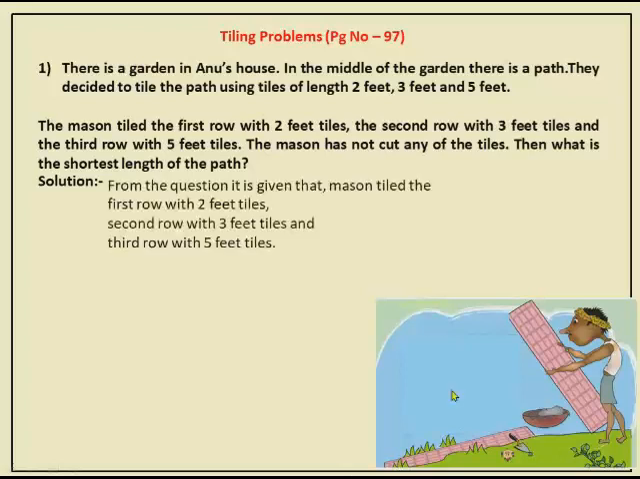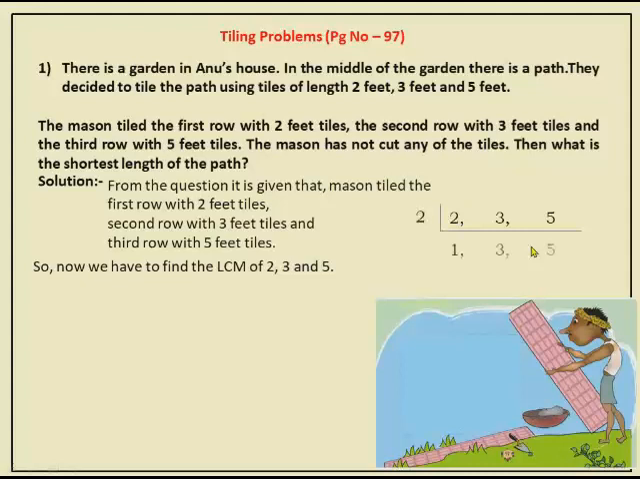So for this, from the question it is given that the mason tiled the first row with 2 feet tiles, second row with 3 feet tiles and third row with 5 feet tiles. So before also I told you, when we were finding like this, the easiest method is to find the LCM. What is LCM? Least common multiple. Least common multiple of 2, 3 and 5. So how will we put? We'll put the line like this, then 2, 3, 5. Are there any common numbers for 2, 3, 5?